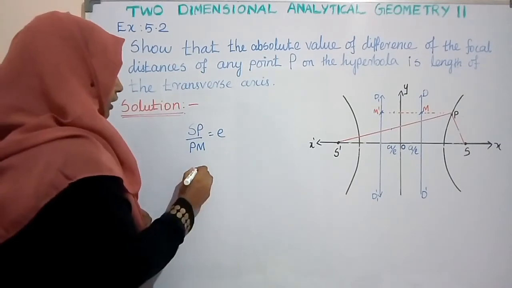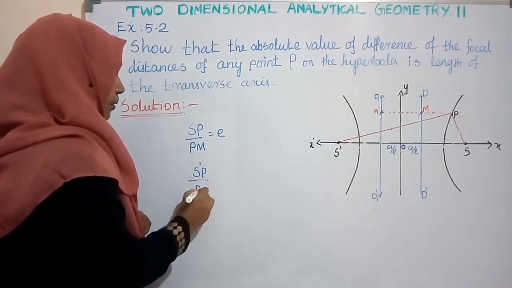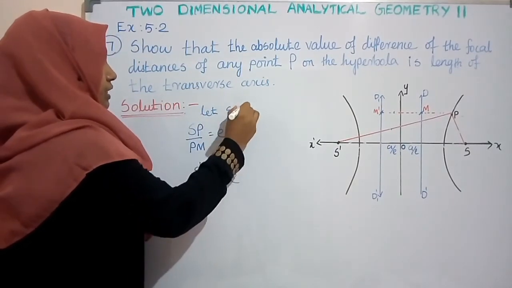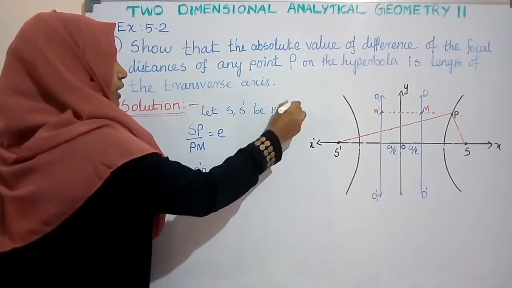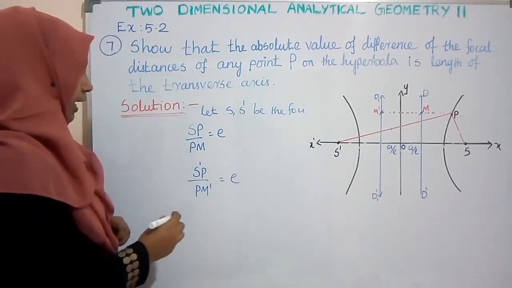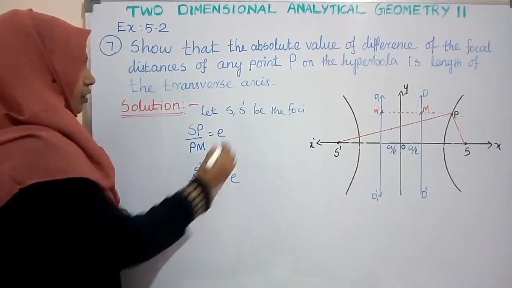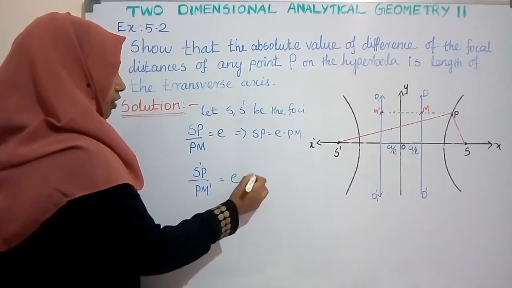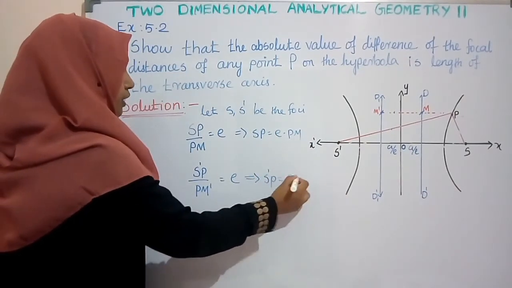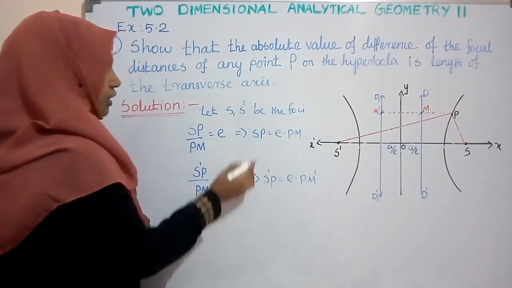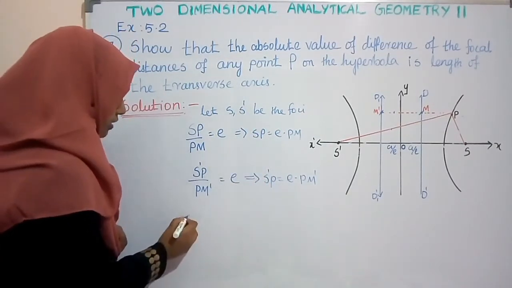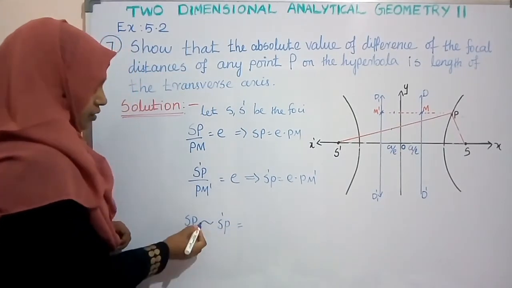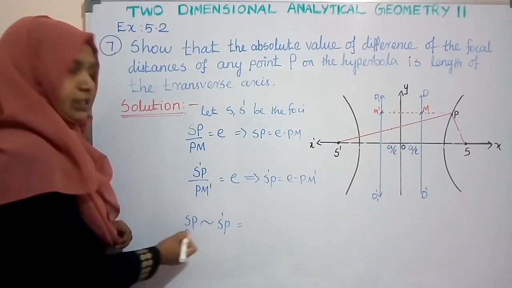So I am writing S dash P by PM dash. This is also eccentricity, and we can mention here that S and S dash are the foci. From this, you can write SP is equal to E into PM, and here we can write S dash P is equal to E into PM dash. So what is the difference between these two values? That is the difference between SP and S dash P. This symbol denotes the difference between these two values.